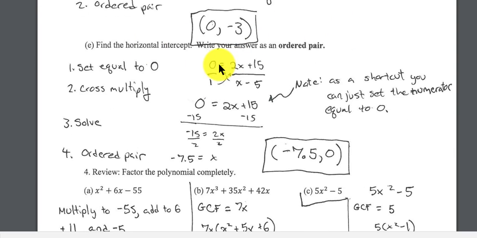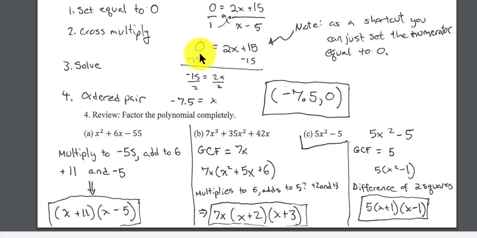Horizontal intercept, sub in 0 for y, solve for x. So here you notice we put 0 over 1, and then we simply cross multiply, right, to solve for x. And you get a -7.5, 0. Okay, and then on this lab, we had you do a quick review of factoring. So I have x squared plus 6x minus 55. So I can't solve this, but I can factor.